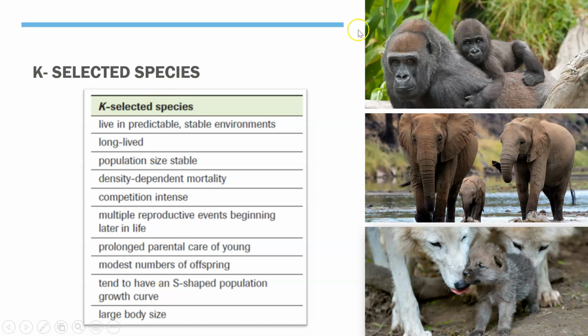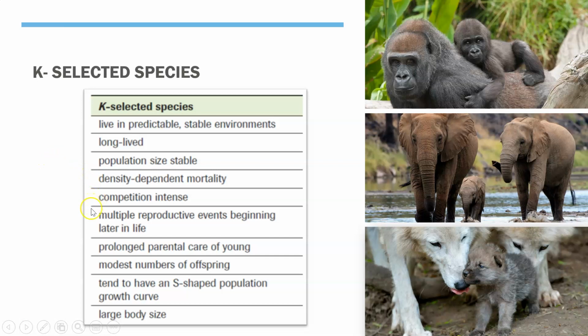First, before you even read these words, let's look at some K-selected species. We've got a gorilla, an elephant, and a wolf. Think about what those species might have in common. K-selected species are those that live in predictable and stable environments. They're typically long-lived, and they have a stable population size, again, because they are long-lived.